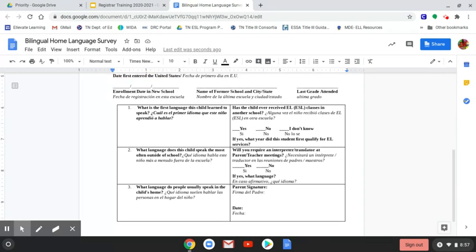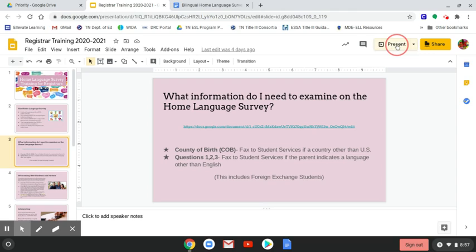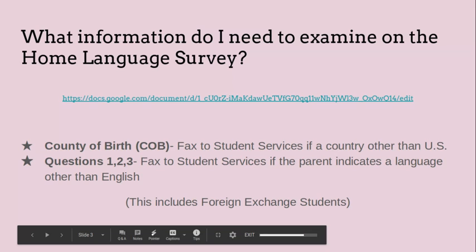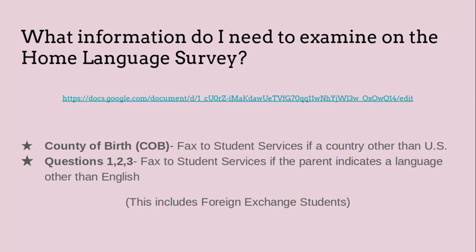If this has a country other than the U.S., we must have it. The next area that you are going to want to look at is questions 1, 2, and 3 of the Home Language Survey. So if the parent indicates a language other than English for any of these questions, we must have a copy of that sent to Student Services right away. And we need to have a copy of this faxed here within 2 days. So this year, please make sure at the high school that you include foreign exchange students. We need to be able to look and see if those students may need to be assessed for limited English proficiency as well.